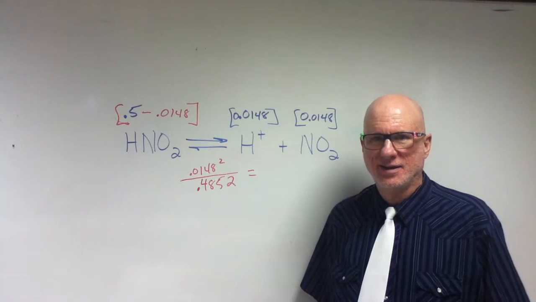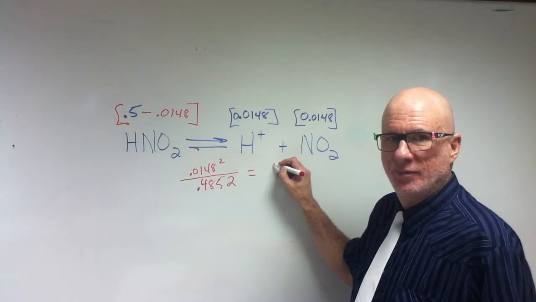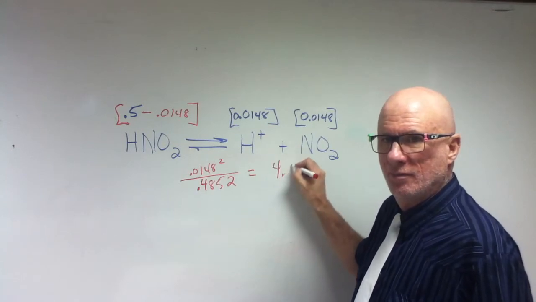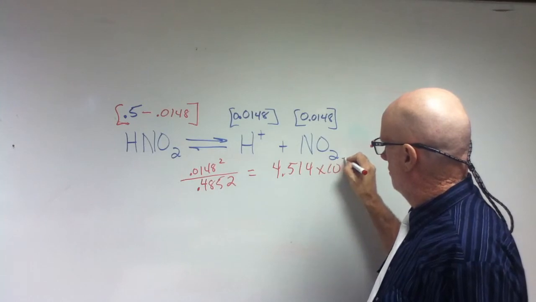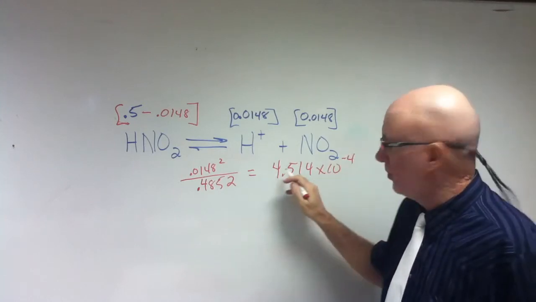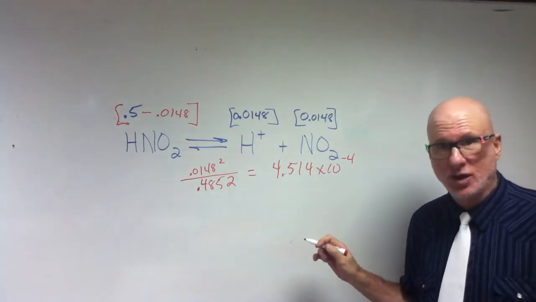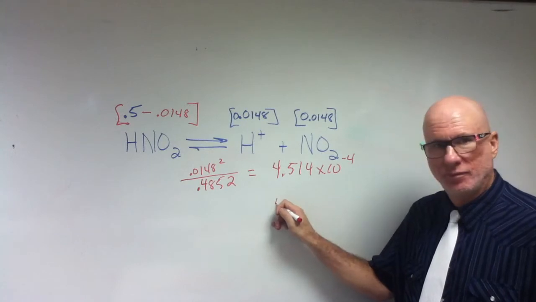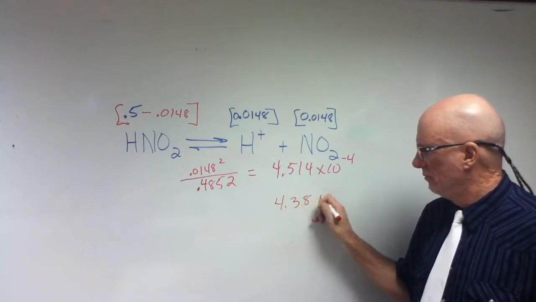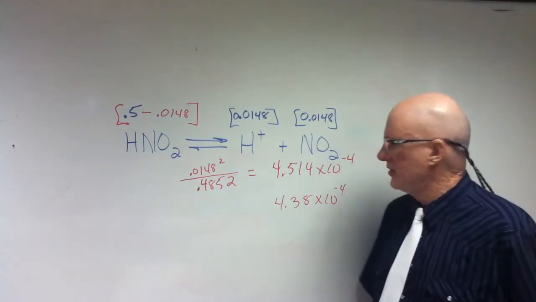4.514 times 10 to the negative 4. Without the difference from the. That's it? 4.514 times 10 to the negative 4? Is that correct? Are you sure? Yeah. And what was it before? 4.38 times 10 to the negative 4. Excellent. Not much of a difference.